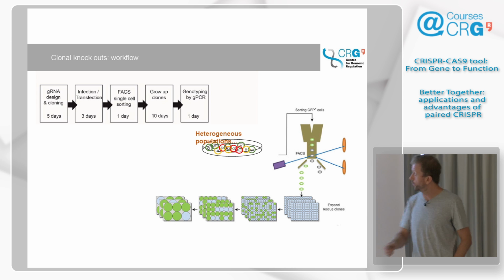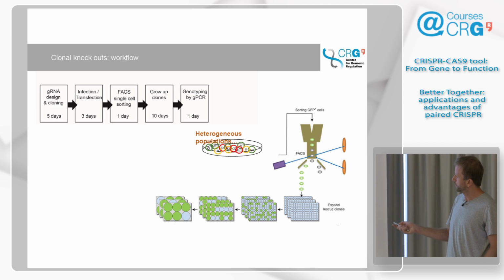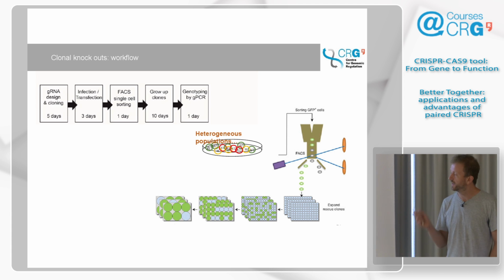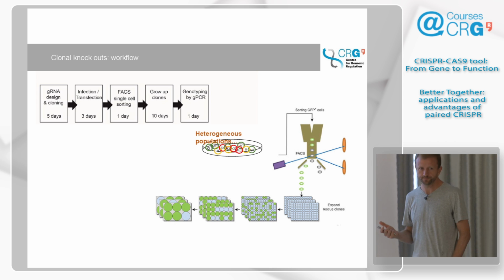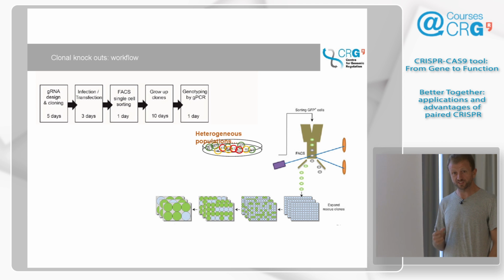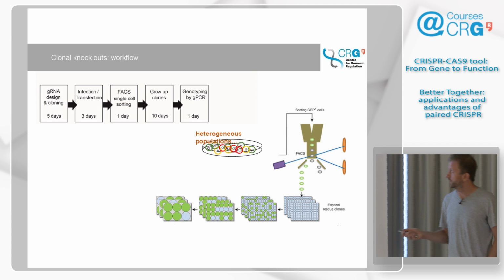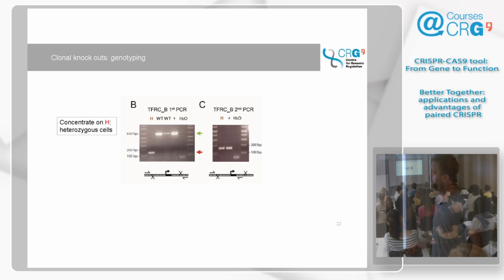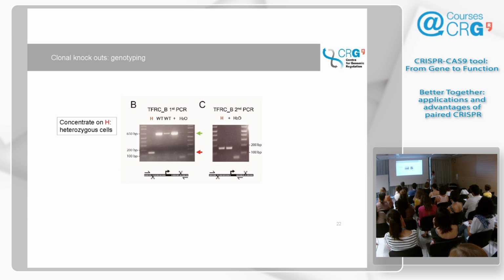You FACS sort all of your individual cells into individual wells in a 96 well plate or 384 well plate, and then you simply have to wait. You let these things grow up from an individual cell until you have enough to start doing genotyping. Then you genotype all the cells and look at whether they're a knockout or not. It's labor intensive, but the main thing is the time it takes. It's very slow. When I talk about genotyping, we do PCR-based genotyping, which is quite simple.